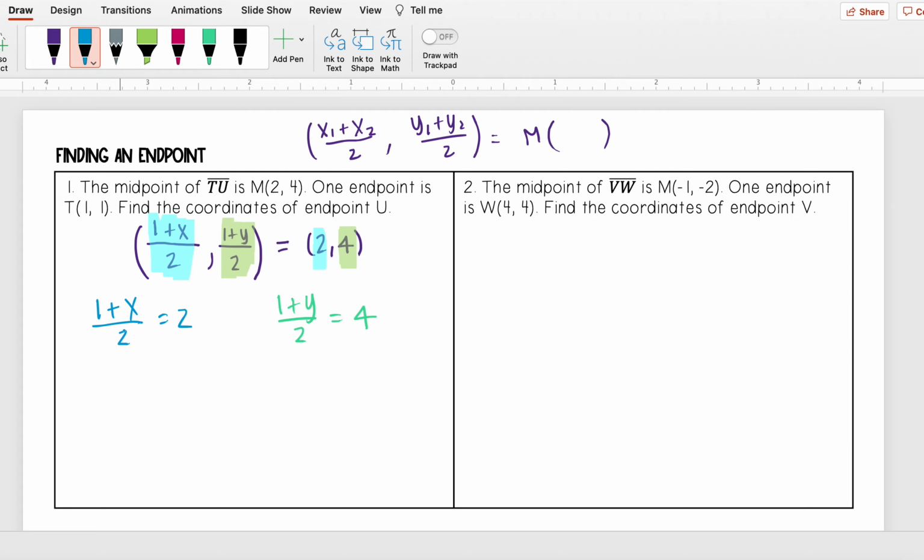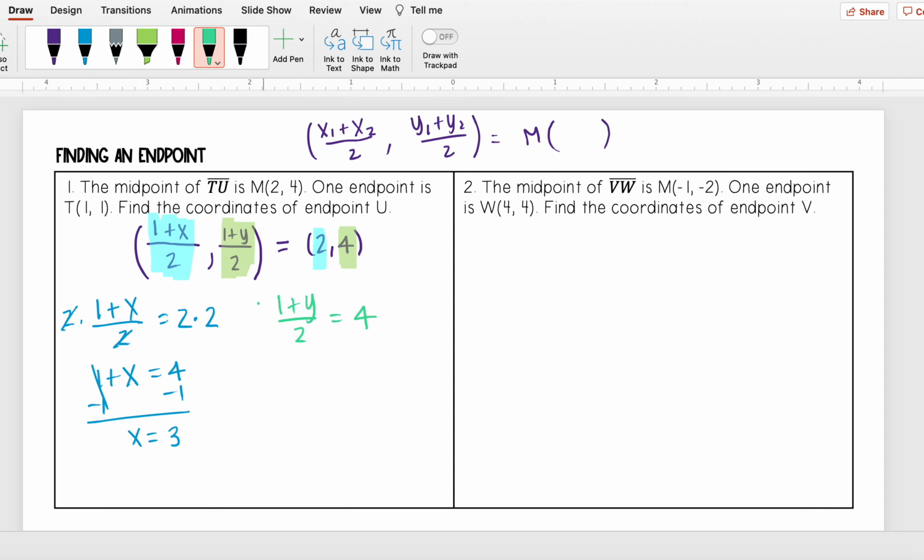To get rid of this divide by 2 at the very beginning, I can multiply by 2, since multiplication undoes division. That leaves me with 1 plus x is equal to 2 times 2, which is 4. Subtract 1 from both sides, and I get that the x coordinate of U is going to be 3.